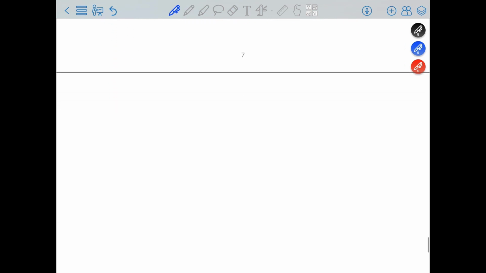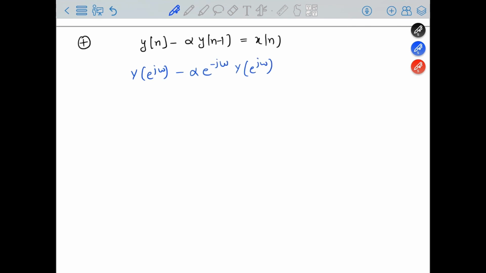We'll solve one final example to understand the properties. Suppose we have a causal LTI system represented as y[n] minus α y[n minus 1] equals x[n], and we again wish to calculate the impulse response. We'll first take the Fourier transform: Y(e^{jω}) minus α e^{-jω} Y(e^{jω}), and the Fourier transform of the input will be X(e^{jω}).